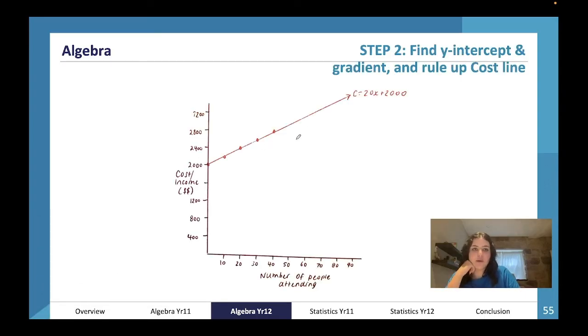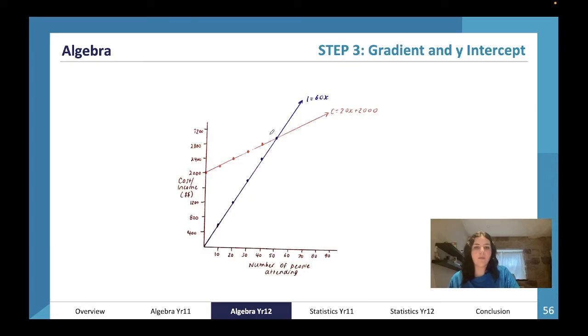Okay, first equation. Find the y-intercept and the gradient and rule up the cost line. So the total cost was $2,000 off the bat, and then we rule in how much it's going to cost per person. So if 10 people come, it's going to cost an extra $200. If 20 people come, it's going to cost an extra $400, and so on and so forth. So you usually want to plot about 4 to 5 points and then draw a line through all of those points so you get a very accurate line.